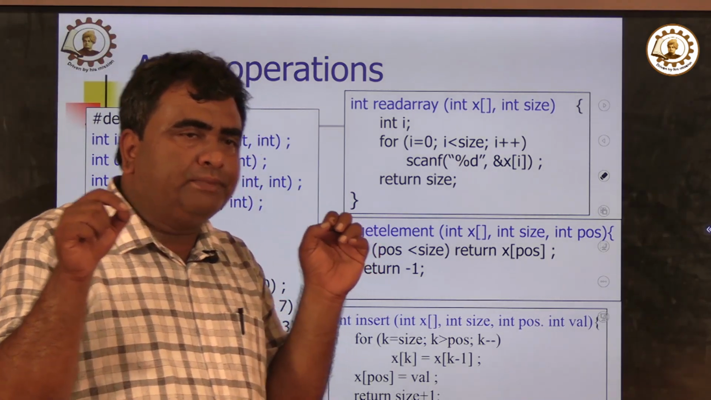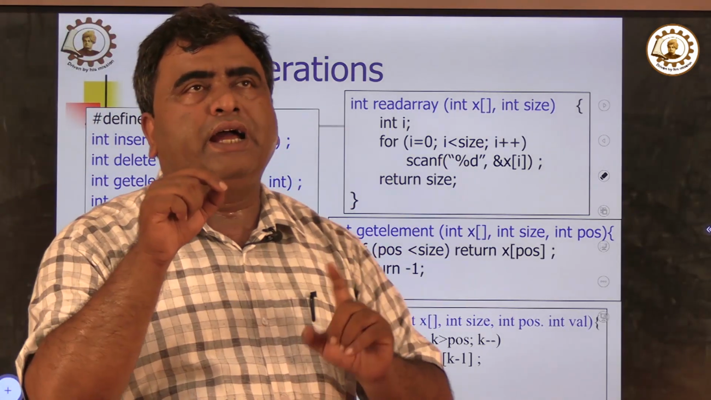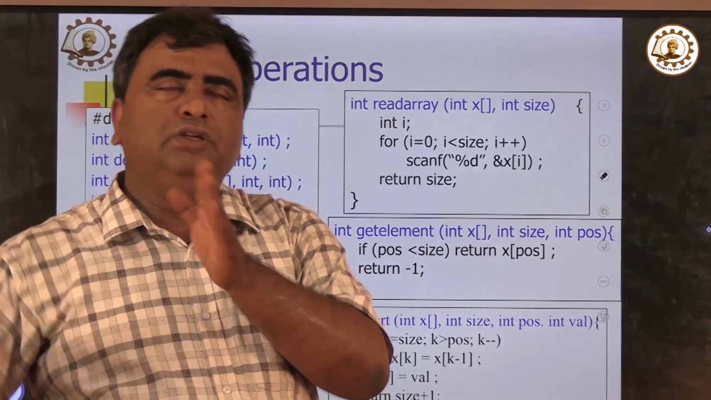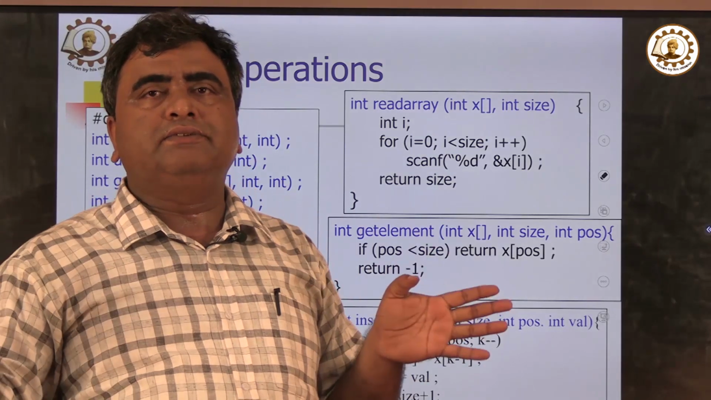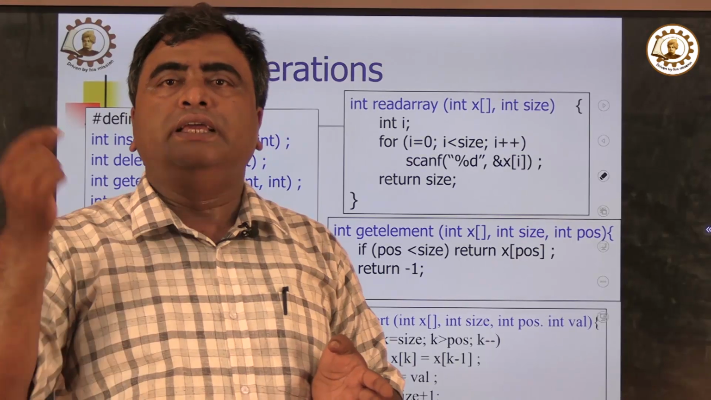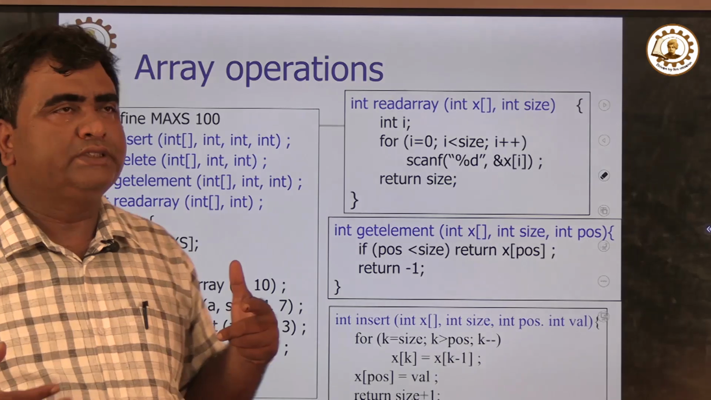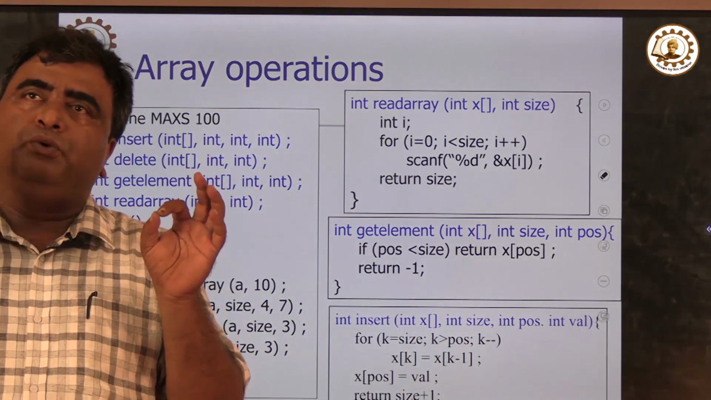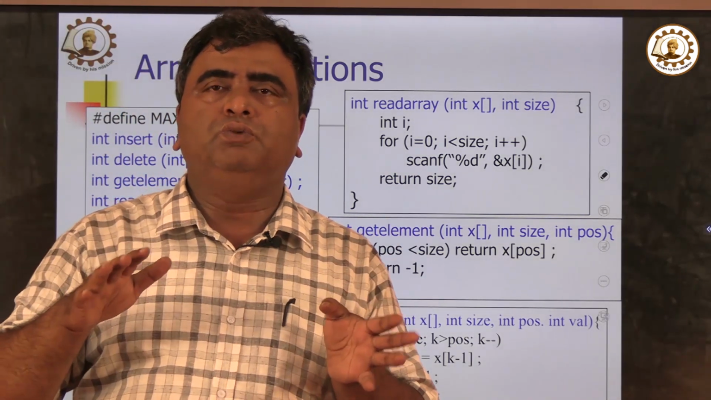Say I have 10 elements and I want to insert at the 7th position. What do we have to do? We need to shift all the values from the 7th onwards. We don't need to bother about the previous ones, but the later ones we need to shift. Otherwise, if we don't shift the values, the value will be overwritten, which means the previous value will be lost.